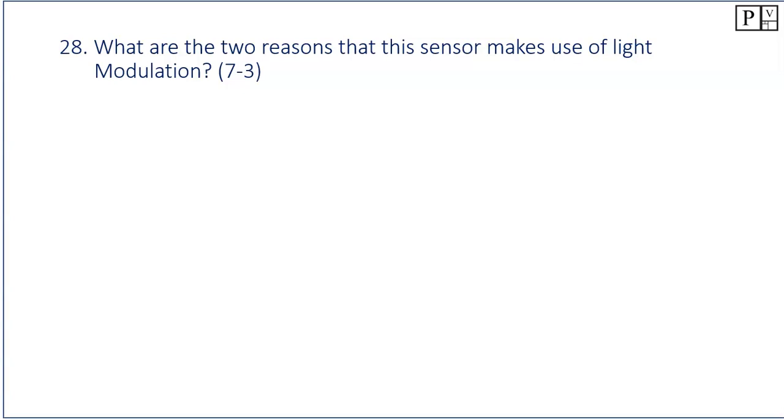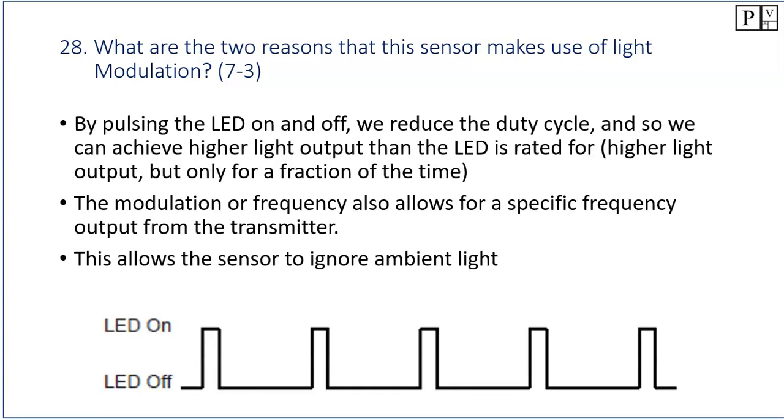Why are there two reasons that the sensor makes use of light modulation? Well, that is the fact that you're looking at a specific frequency of light. Around us we have ambient light from the sun, from our LEDs, from our fluorescent or high bay lights. Those are all punching out different frequencies. These sensors are set up so that the LED is turning on and off at a specific frequency that totally negates any other frequency from your ambient light.